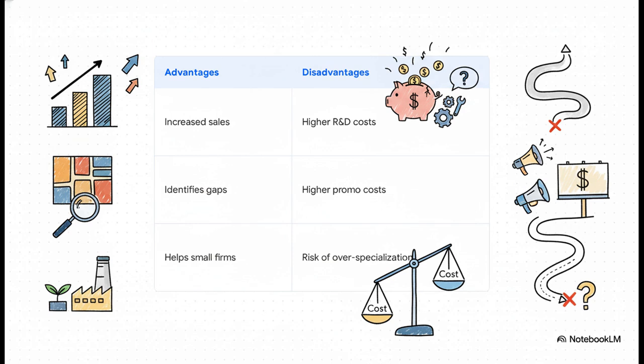So if it's so great, why doesn't every single business do this? Well, because segmentation comes with some pretty significant trade-offs. The advantages are pretty obvious. You can increase sales and find new gaps in the market. But if you look on the right, the disadvantages are almost all about cost. You have higher R&D costs to develop all those different products, and higher promotion costs for running all those separate marketing campaigns. And there's also the risk of being over-specialized if one of your key segments suddenly changes its mind. It's all a strategic balancing act.